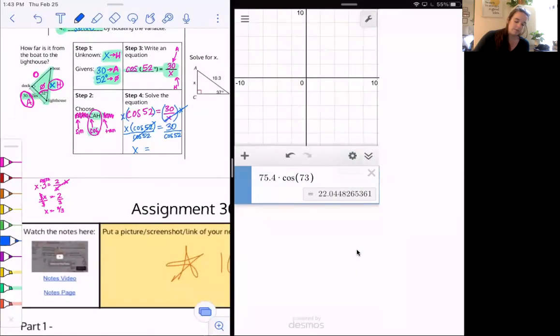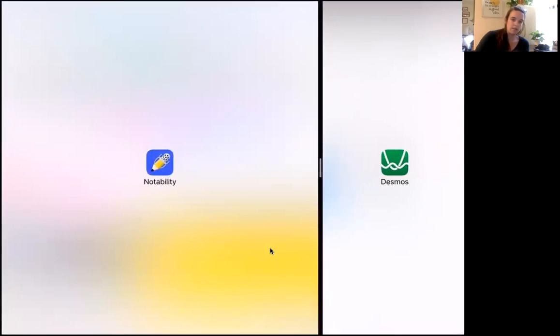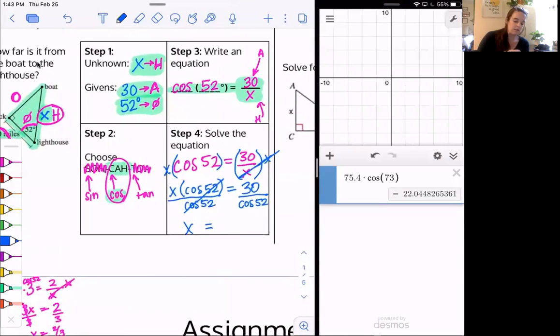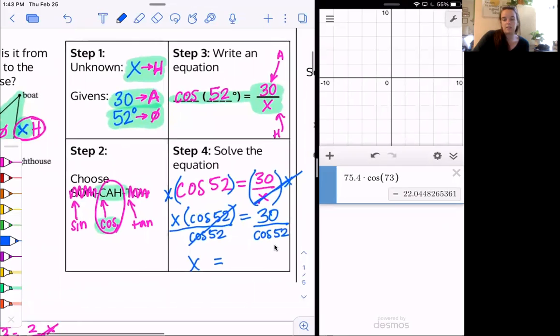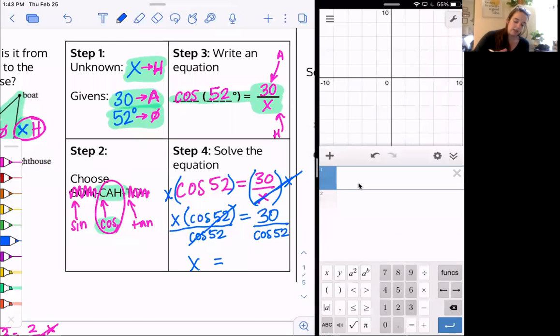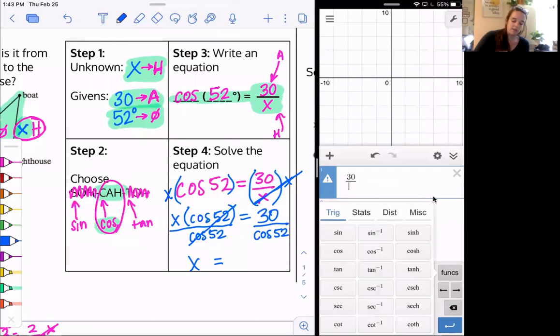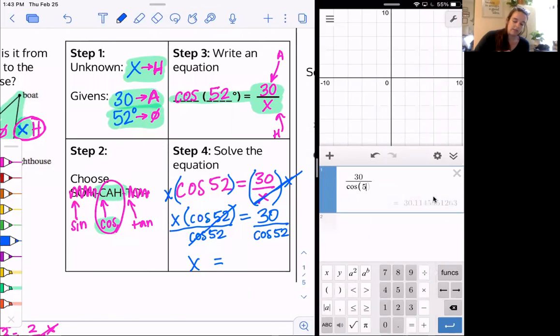So I'm going to go to decimals here, and I'm going to type it into my calculator. So I have 30 divided by, I'm going to click on that functions button, click cosine 52, like that. Cosine 52. And I get 48.7.